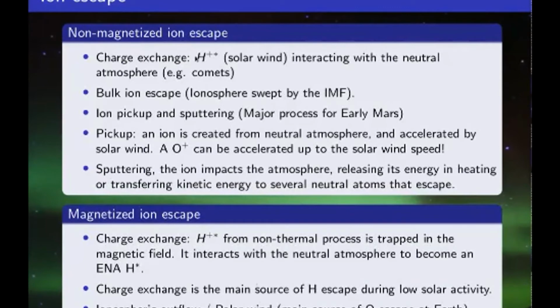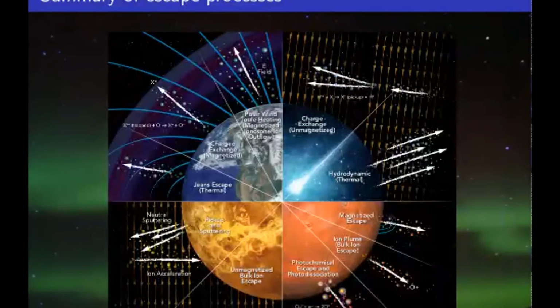Non-magnetized ion escape is also extremely important, and we have typically the ionosphere swept by the solar wind, and we have all the ion pickup and sputtering. So we did a big summary of all these ion escape processes and other escape processes that can be seen in that figure, which is in our paper from last year. And we have typical planets where these processes are important.